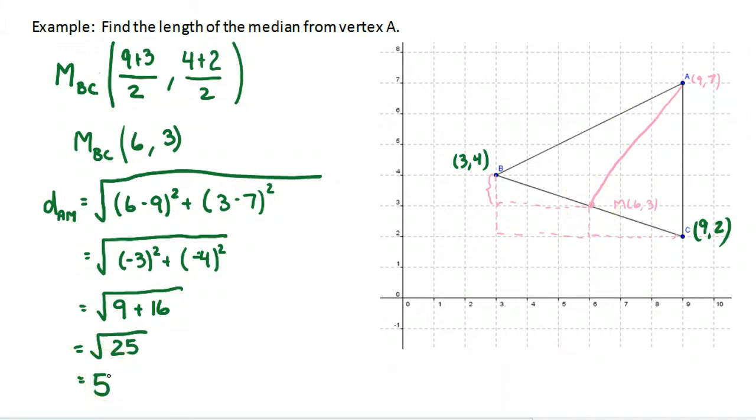And an add-on point that's really nice to notice: anytime you have a 3-4 triangle, where one leg is 3 and the other leg is 4, the hypotenuse is 5. That's a really nice triangle to keep an eye out for, specifically on contests and more challenging problems. I hope that helped.